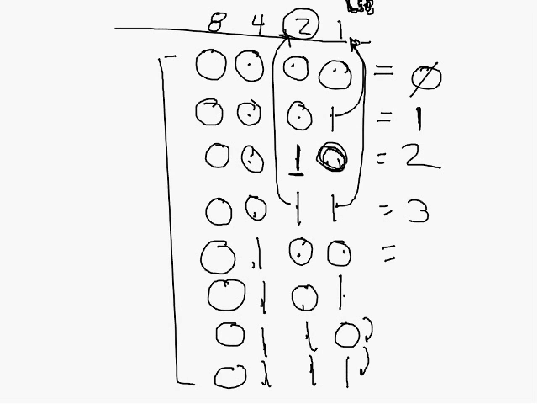Well, that's a 3. In this case, 1 times 4 is 4, and the rest are zeros. This is 1 times 4 is 4, plus 1 times 1 is 5. 1 times 4 is 4, plus 1 times 2 is 6. And 4 plus 2 plus 1 is 7. I hope that makes some sense.